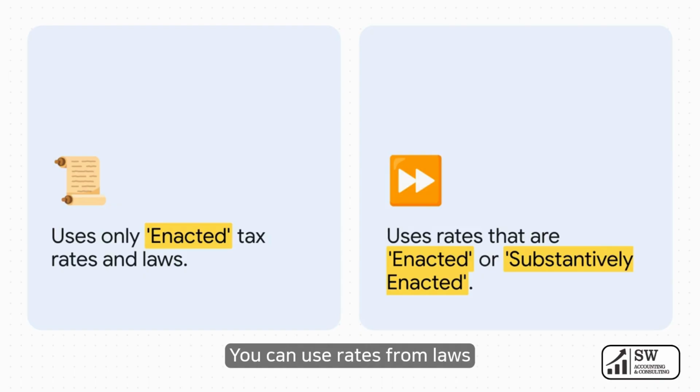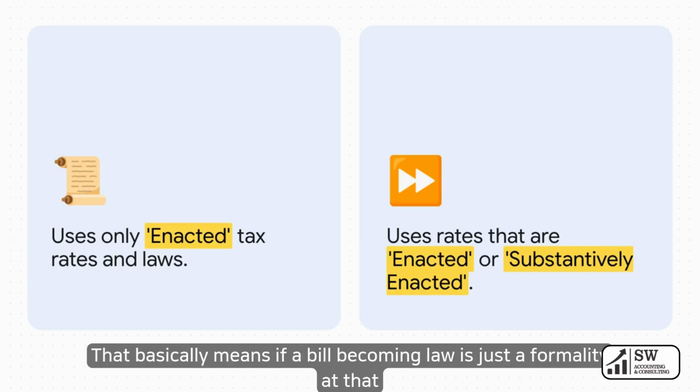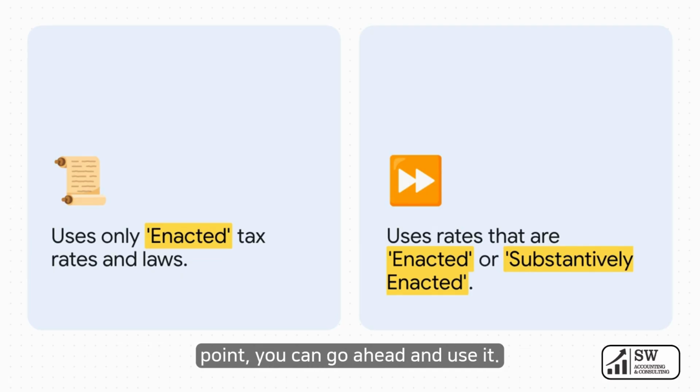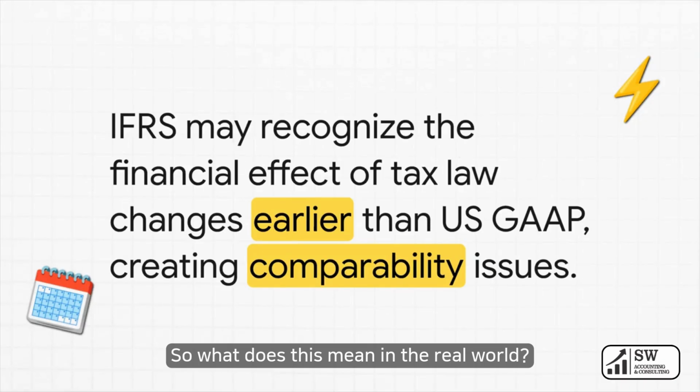IFRS, though, lets you look a little bit further down the road. You can use rates from laws that are enacted or substantially enacted. That basically means if a bill becoming law is just a formality at that point, you can go ahead and use it. So what does this mean in the real world?